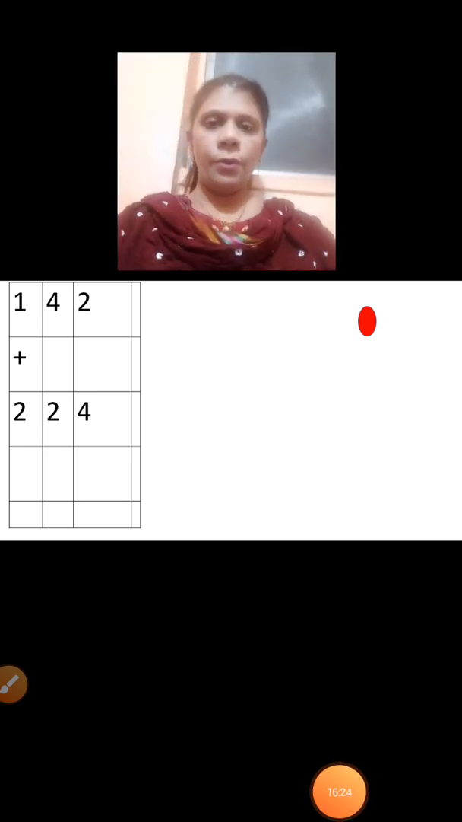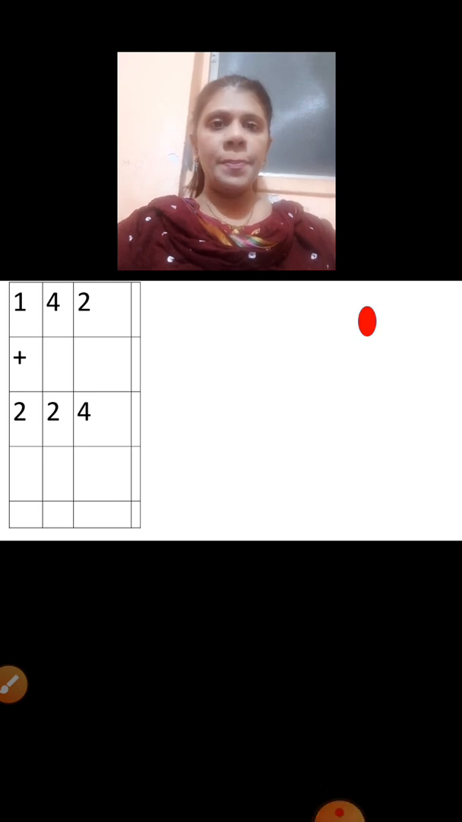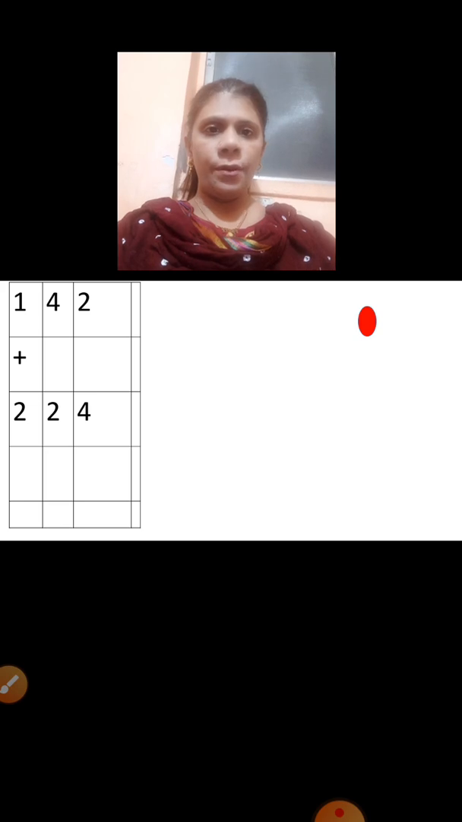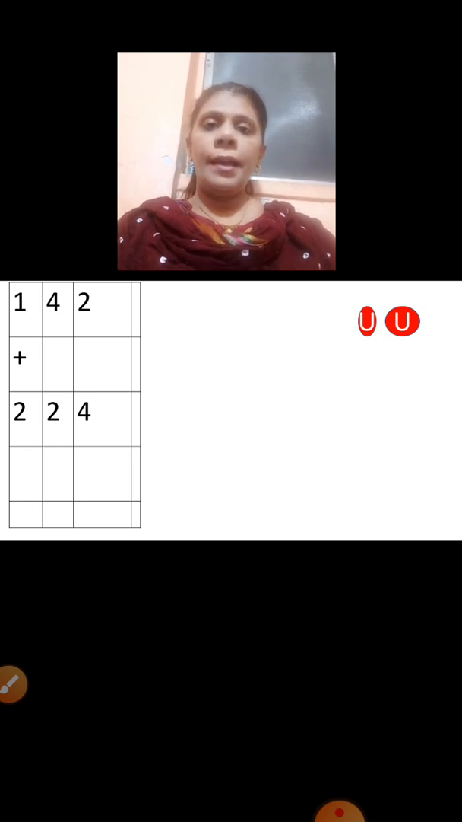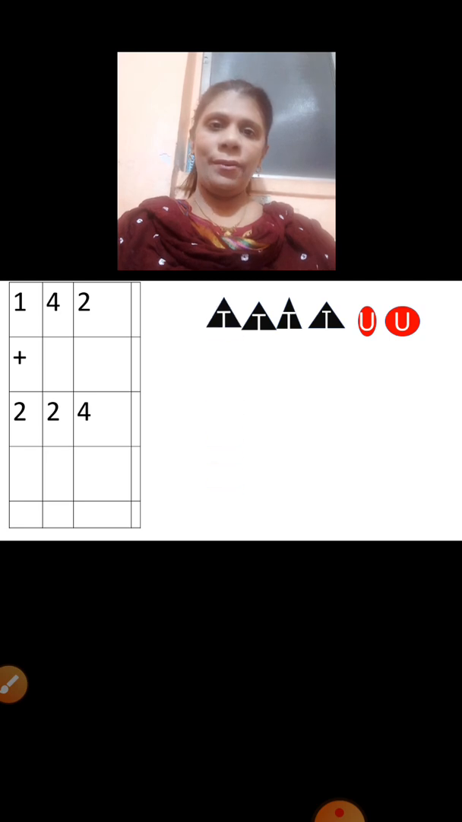So let us do now the next sum. What is the number in units place? Number 2. So how many units we are going to draw? 1 and 2. Correct. Okay. Now which number is in tens place? Number 4. Okay. So how many tens we are going to draw? 1, 2, 3 and 4.